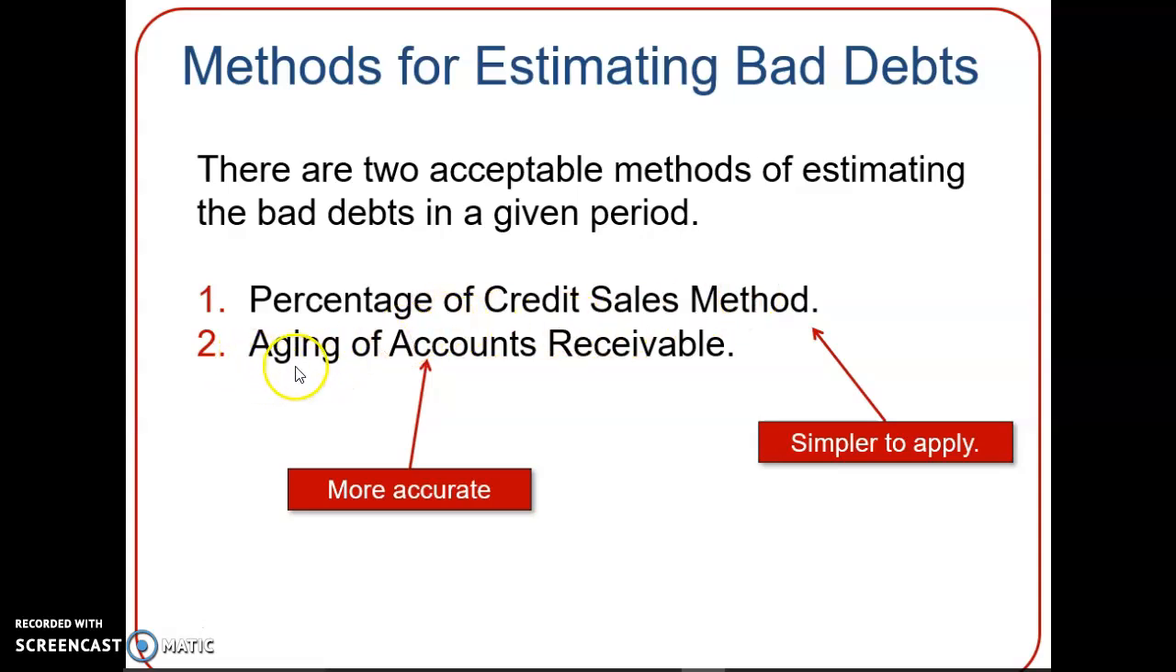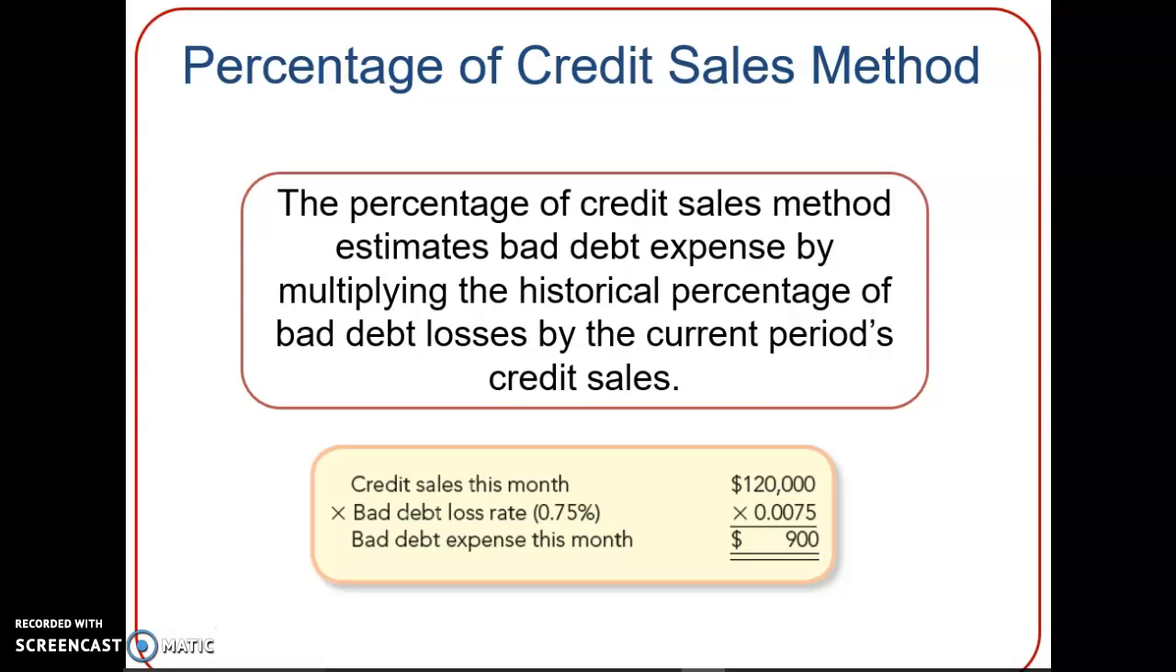And the second method, aging of accounts receivable method, accounts receivable is what? It's an asset, so it's on the balance sheet. So aging of accounts receivable method is oftentimes called what? Yes, a balance sheet method. So let's look at the percentage of credit sales method first. Remember, this is one of the methods. It's based on credit sales or credit sales revenue, so that's an income statement method.